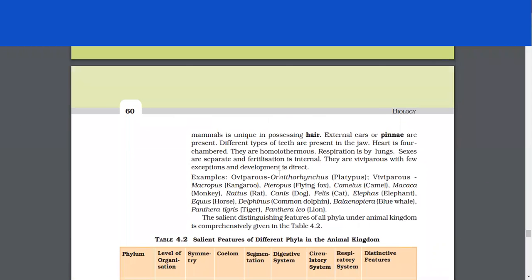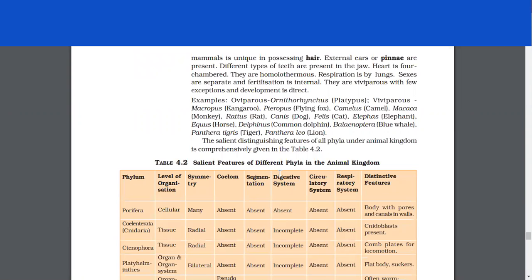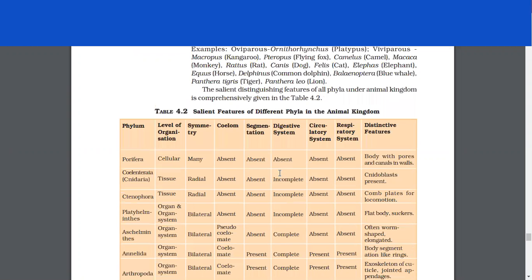External ears or pinnae are present. Different types of teeth are present in the jaw. Heart is four-chambered. They are homeothermous. Respiration is by lungs. Sexes are separate and fertilization is internal. They are viviparous with a few exceptions and development is direct. Examples: oviparous: Ornithorhynchus; viviparous: Macropus, Pteropus, Camelus, Macaca, Rattus, Canis, Felis, Elephas, Equus, Delphinus, Balaenoptera, Panthera tigris, Panthera leo. So the salient distinguishing features of all phyla in the animal kingdom are comprehensively given in Table 4.2.